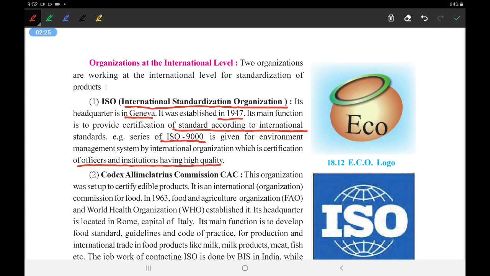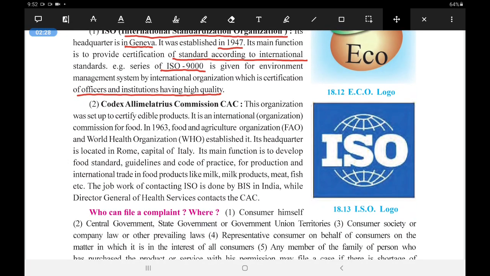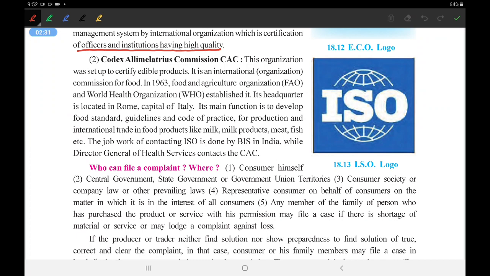The second important international organization is the Codex Alimentarius Commission, or CAC. This organization was set up to certify edible products. It is an international commission for food. In 1963, the Food and Agriculture Organization, that is FAO, and the World Health Organization established it. Its headquarters is located in Rome, the capital of Italy.